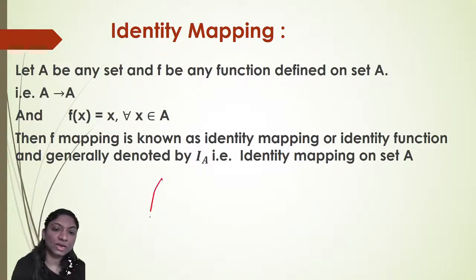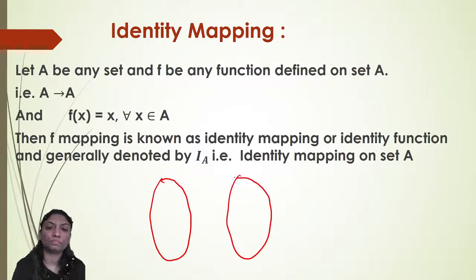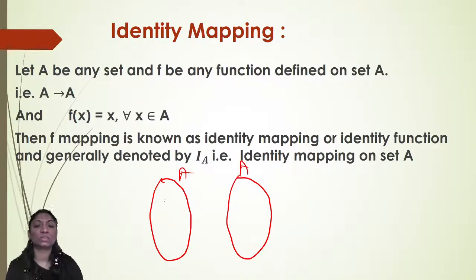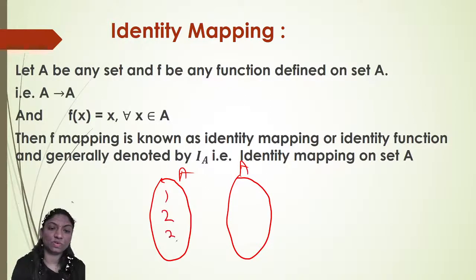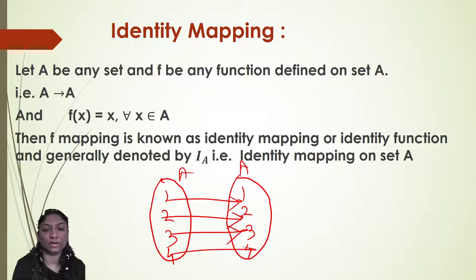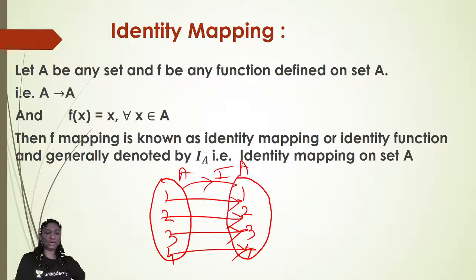So here F defined from A to A is a function and every element has the same image. Suppose 1, 2, 3, 4 here and 1, 2, 3, 4 here. So this is your identity mapping from A to A. Every element has the same image. So it is identity mapping.